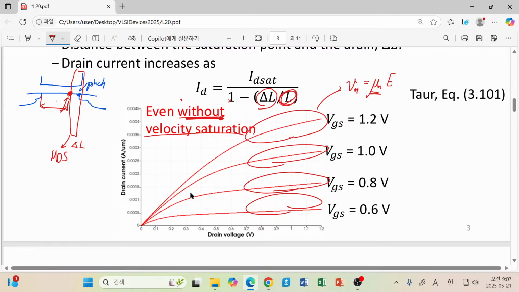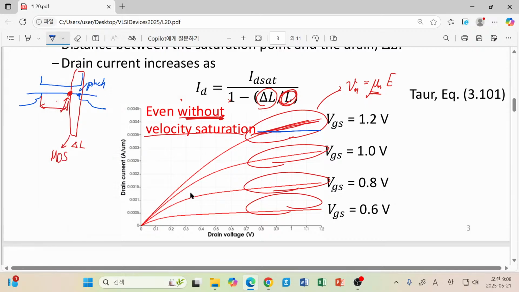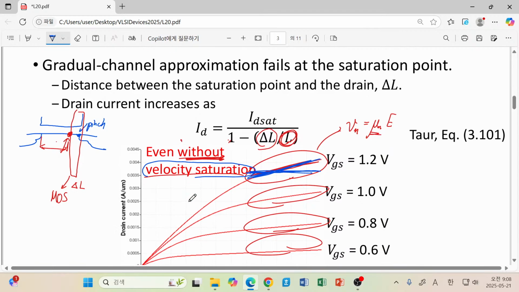However, we still have a behavior that seems like saturation. If this were really a long channel device, then we would expect a perfectly horizontal line for our saturation current. However, in this case, we have a finite slope, so that's the reason why it is not perfectly long channel behavior. And if it is not originated from velocity saturation, what is it? This is attributed to the channel length modulation.